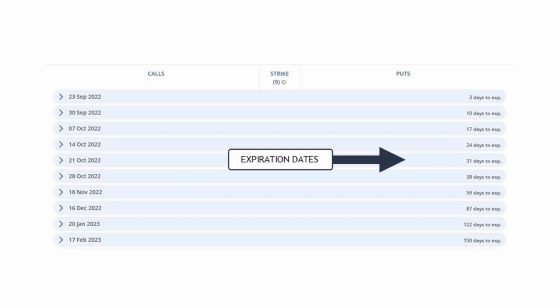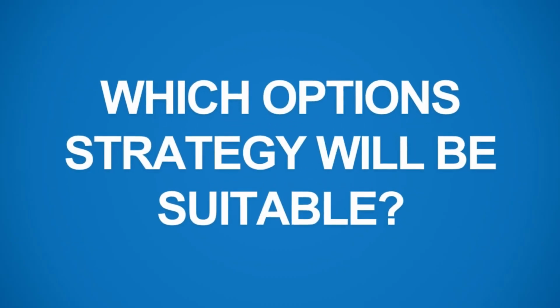By asking yourself which expiration date best fits your outlook, you can ensure that you're always using expirations that match your goals and your preference, whether they're short-term or long-term. This will increase your chance of success with your trading. With so many different cycles available for expiration dates, there's something for every trader regardless of their strategy and their objectives. Question, which option strategy will be suitable?